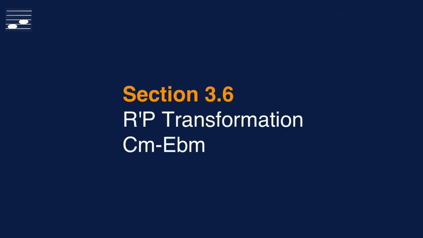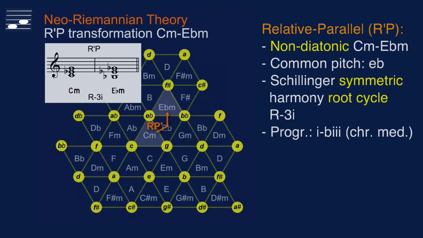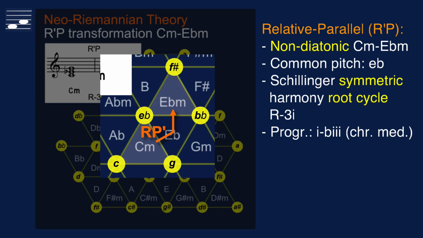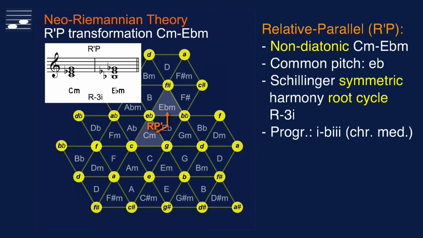The inverse relative parallel compound Riemannian transformation connects C minor with the E flat minor triad. The overlapping pitch is E flat, the root of the new chord. Root movement involved a weak upward leap of 3 semitones, a minor third. A possible progression could be the chromatic mediant move from tonic minor degree to minor third degree.